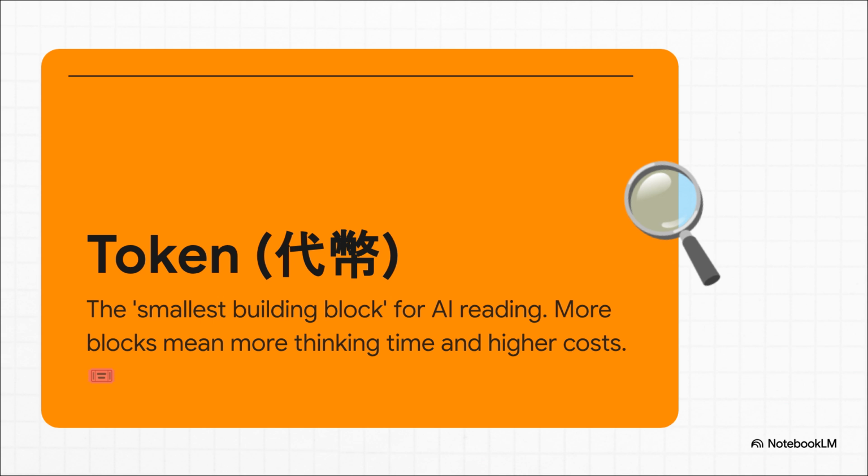Okay, so how does this brain actually think or read? Well, it chops up everything we give it into these tiny little pieces called tokens. Just think of them as the Legos of language for the AI. Now here's the part that really matters for you. Every single one of these tokens costs a tiny bit of processing power. It's like a microtransaction. So the more tokens you use in your question and in the answer, the more the AI has to think. And that means more time and more cost.